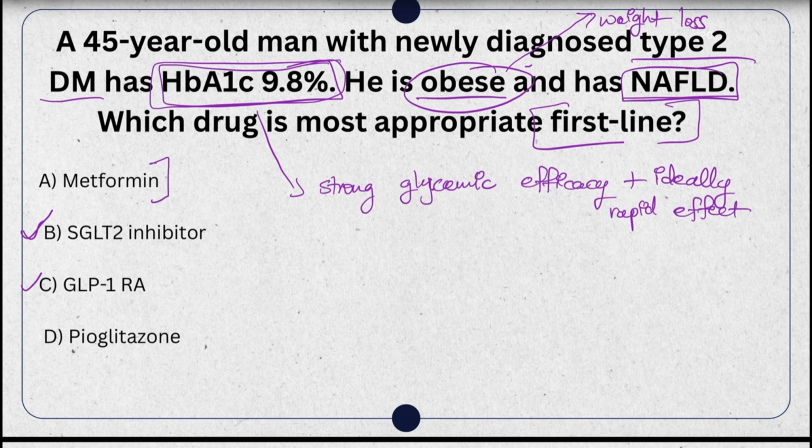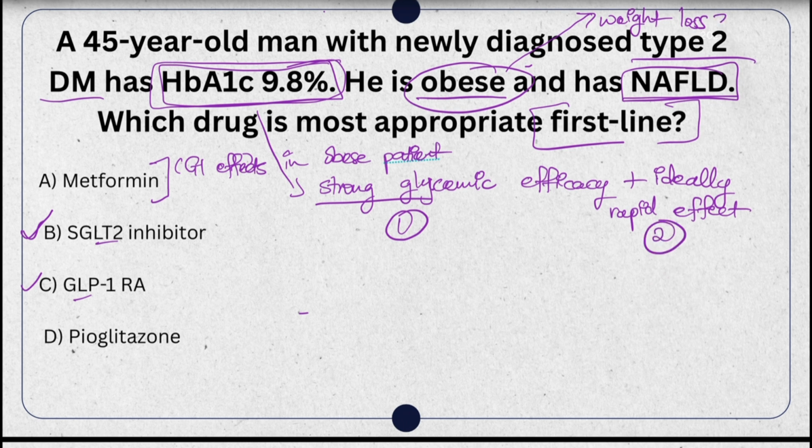metformin, to start with. Metformin is still a very good option, but not the most appropriate first line here. Why? Because metformin does not have a strong benefit on non-alcoholic fatty liver disease histology as compared to B and C. Also, there is weight loss, but it is modest, and the GI side effects that come with metformin could be problematic in obese patients. So it doesn't satisfy any of our first, second, or third criteria.